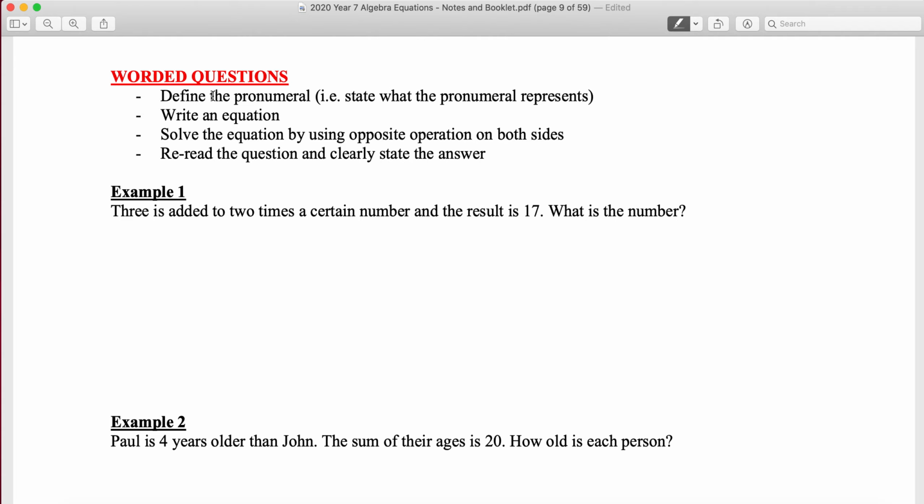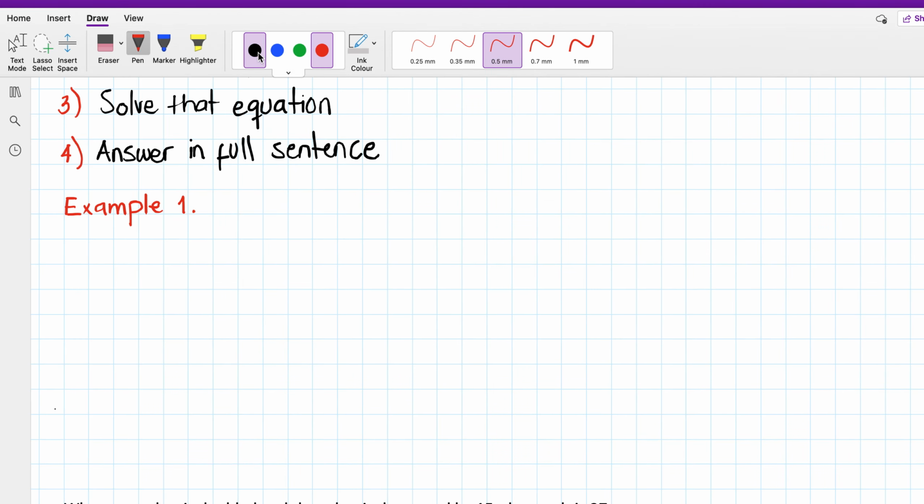What do I have to do? Define the pronumerals. So to do that, what we do is the following. We always use this sentence. Let x, I'm going to use x, let x be the unknown number. That's what we're looking for. So that's the first step. That's the first thing that we have to do.